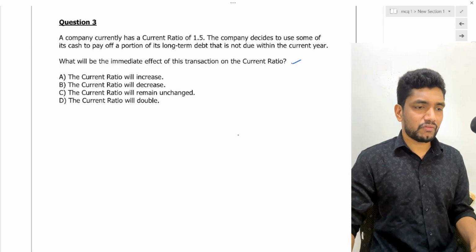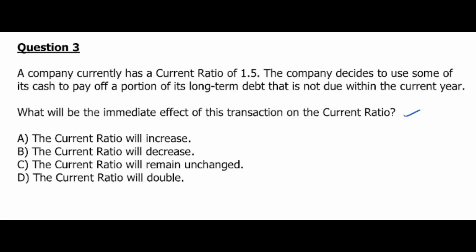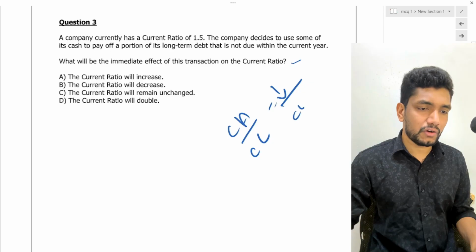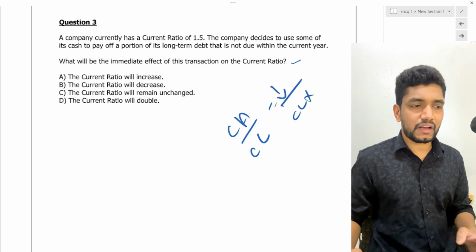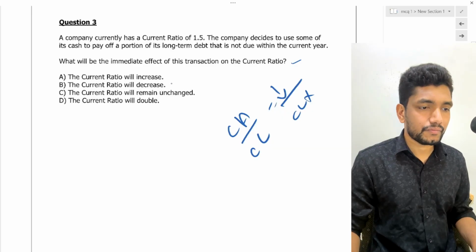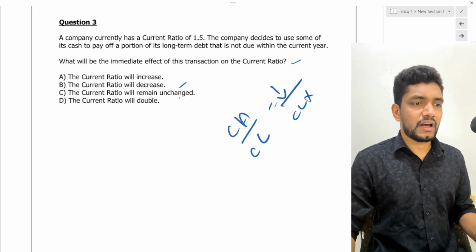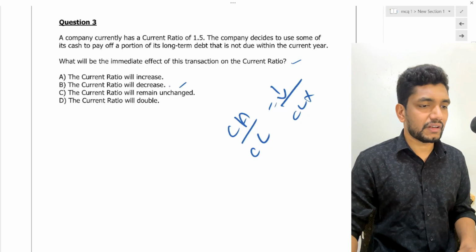So, before checking the impact, what we have to note is the formula for current ratio, that is current asset divided by current liability. So, basically, if we pay the cash, the current asset will come down. That cash is from the current asset, so it will decrease. And definitely, there is no impact on the current liabilities. So as a result, the current ratio will decrease. So the answer for this question is current ratio will decrease.